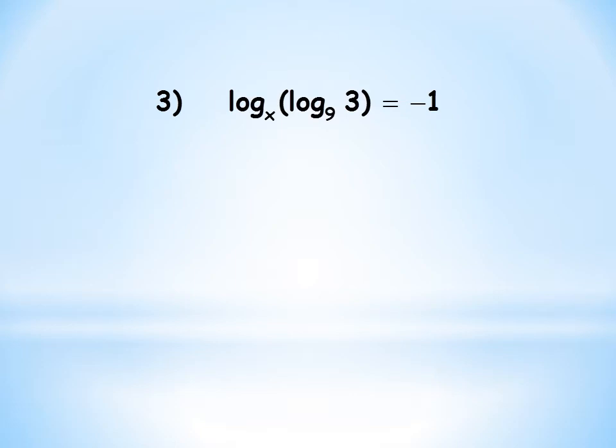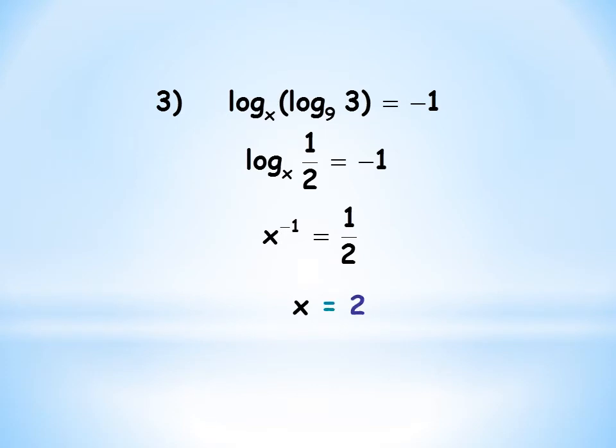All right, now this is a little unique because now my variable is the base. But I know that log base 9 of 3 is 1/2. So I have the log of some base of 1/2 equals -1. If I put this in exponential form, x to the -1 equals 1/2. Well, I can kind of rationalize that out because I know that this -1 creates a flip. So I know that the answer has to be 2.